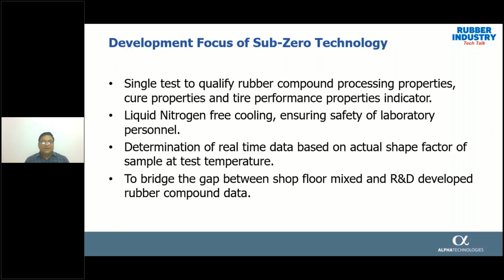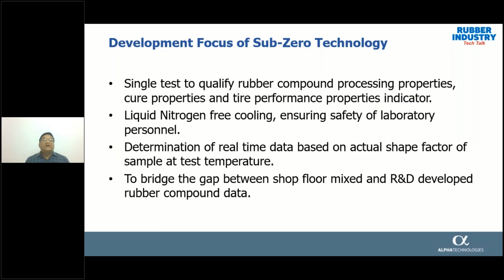Our focus is to define one single test to qualify the rubber compound processing properties, cure properties, and tire performance properties indicator. The second focus was liquid nitrogen free cooling that ensures the safety of laboratory personnel, and the determination of real-time data based on the actual shape factor of the sample at test temperature. And last but not least, to bridge the gap between the shop floor mixed compound and R&D developed rubber compound data.